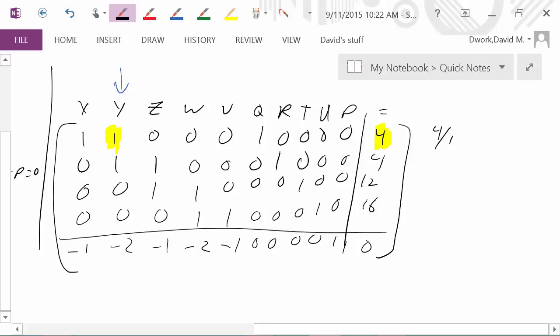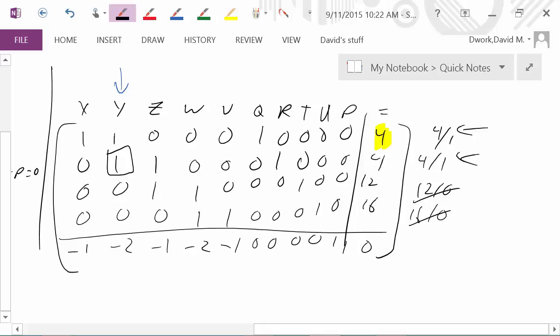So now in that column, the next ratio would be 4 over 1. The next would be 12 over 0 or 16 over 0. Well, since that's undefined, we're using 4 over 1, 4 over 1. So again, I have a tie. So I get to pick. Where do I want to pivot? It's got to be in the y column, but it can either be in the first row or the second row. Why don't we just pivot in the second row just for fun? I don't know. You could pick either one.